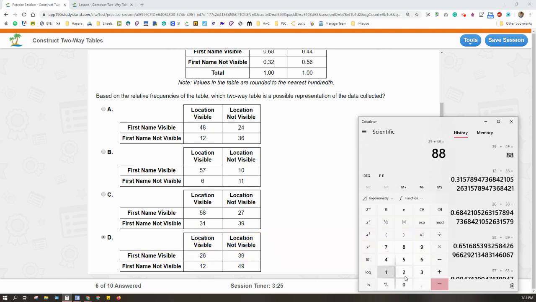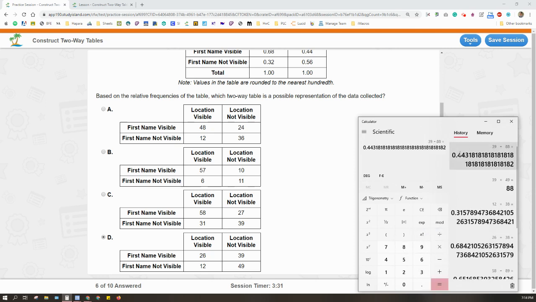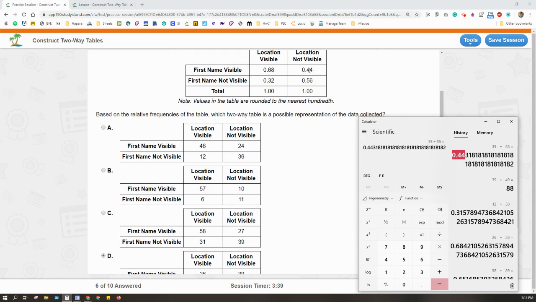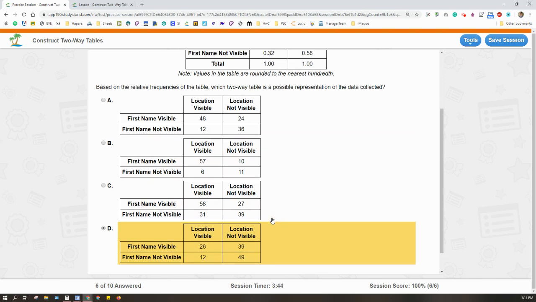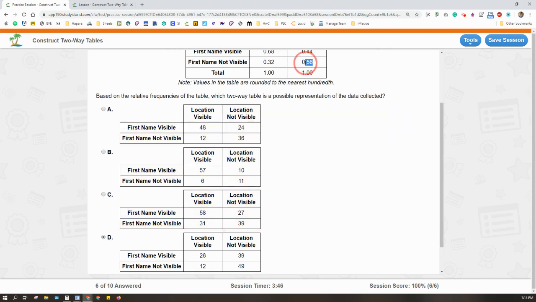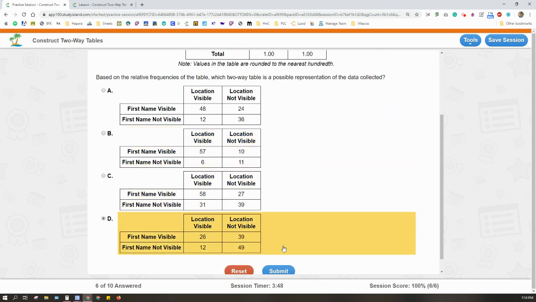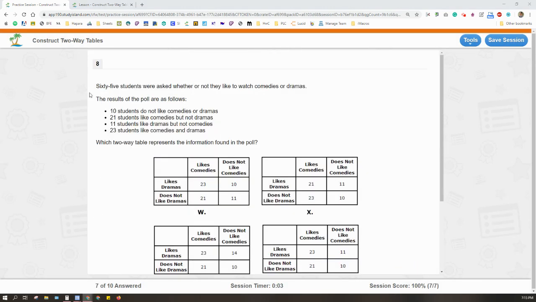What percent is 39 out of 88? Just do 39 divided by 88, and you get 0.4431818 repeating. So 0.44 is 44% if you round to the nearest percent. And sure enough, 44% is what we see there, 0.44. 49 out of 88 will give us a number that rounds to 56%. And so we know we got the right answer. Let's keep rolling right along.